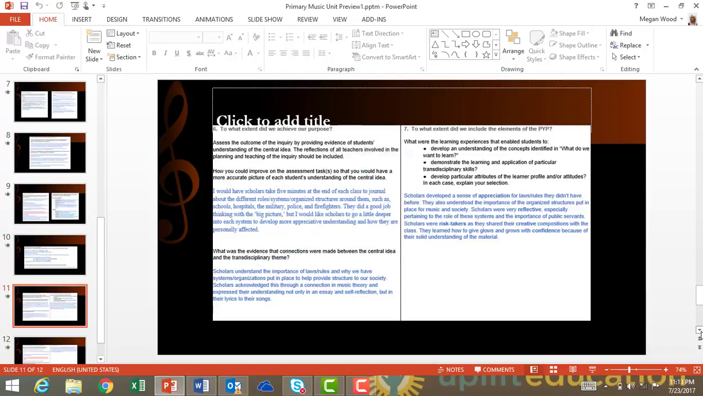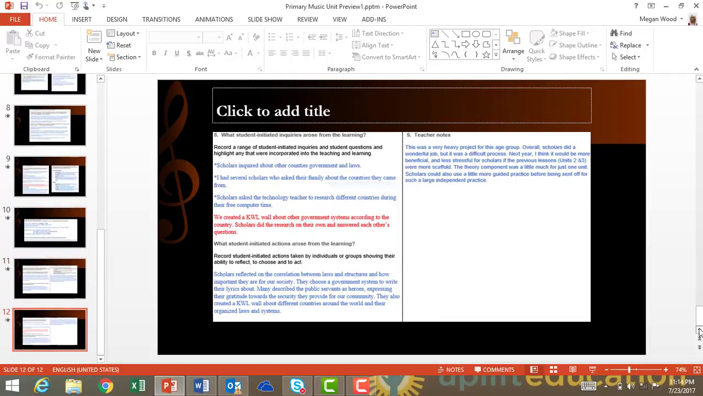Now, when you're filling this out, when you first start your unit, you're going to leave boxes 6, 7, 8, and 9 blank, because those are the reflection boxes, and you're going to fill them out at the end. They're all kind of similar, but a little bit different. So let's go over those. Box 6 is on how you achieved the purpose of the unit, the transdisciplinary theme, and the central idea. Box 7 is to what extent did you include the elements of the PYP.